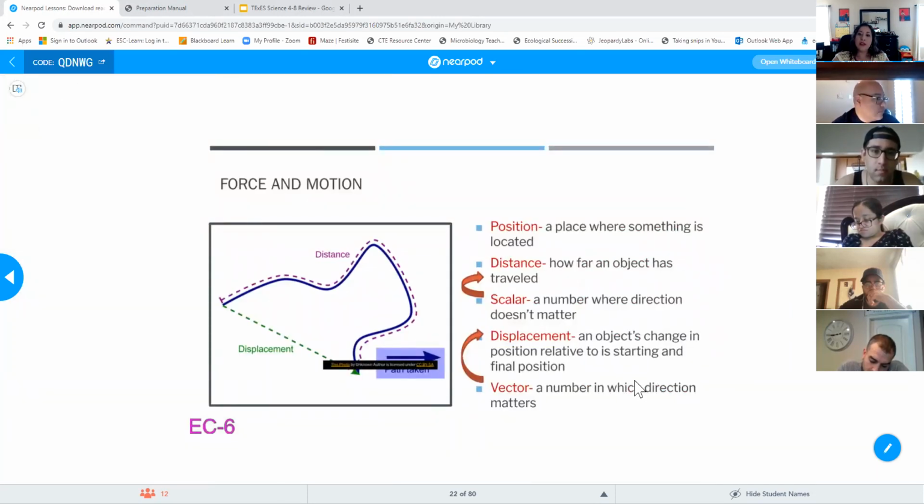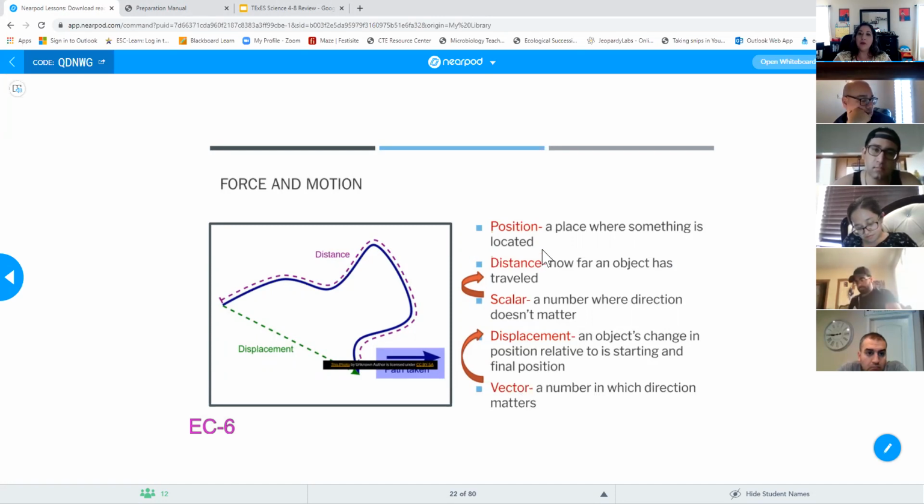So then next we get into force and motion. These are the main terms that you do have to understand. These are specific to EC6. But again, in 4 through 8, you'll build on these concepts a little bit more. So if you don't know what the terms mean, write them down, and you need to know what they are. Vectors are going to be more specific to the 4 through 8 exam. So in EC6 you don't have to really understand what a vector is, but for 4 through 8, you do have to understand what a vector is.